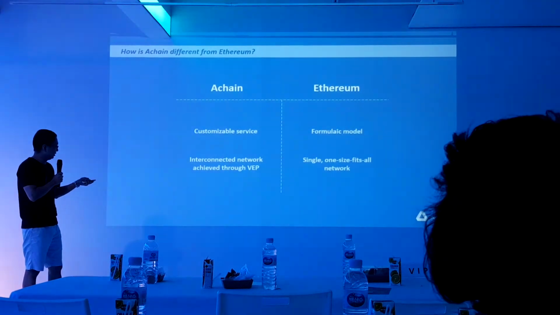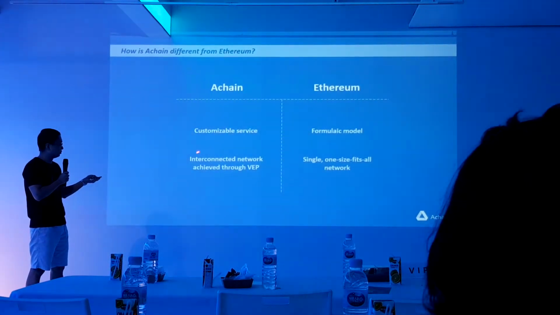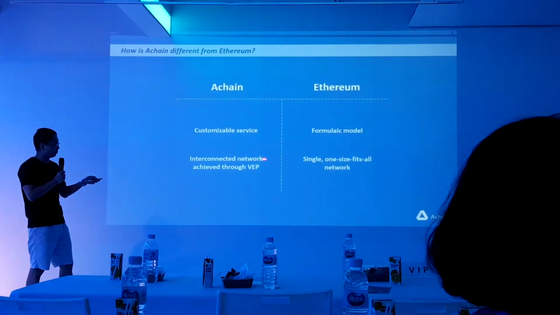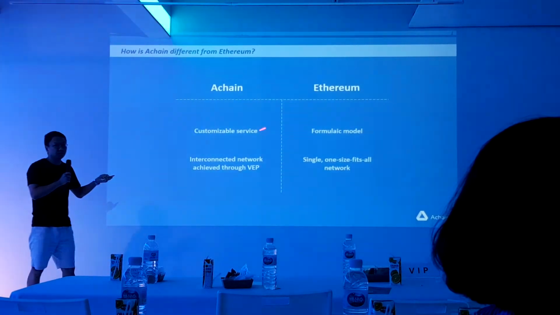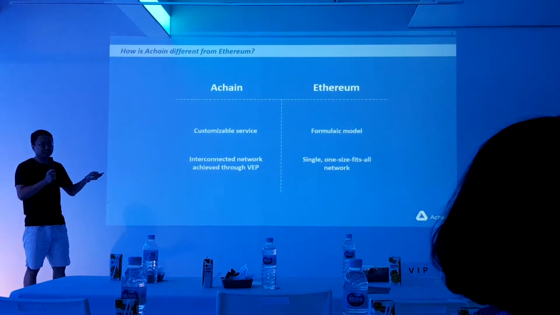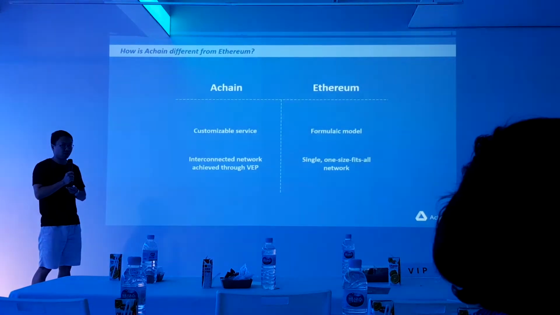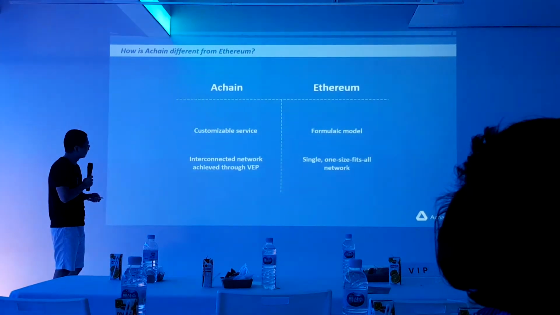and offer a platform for different businesses. Another is VEP. VEP is a bridge to build a connection between different networks. So the first is we build a multi-chain system. Another thing is we build a bridge between the multi-chain systems. So that's the whole thing of Achain.